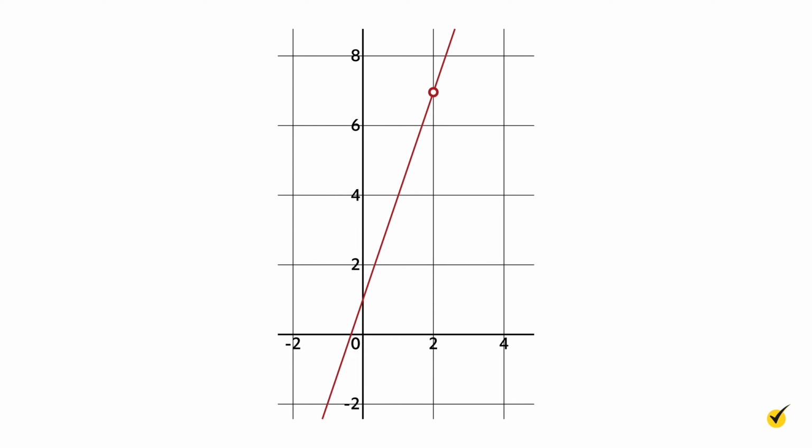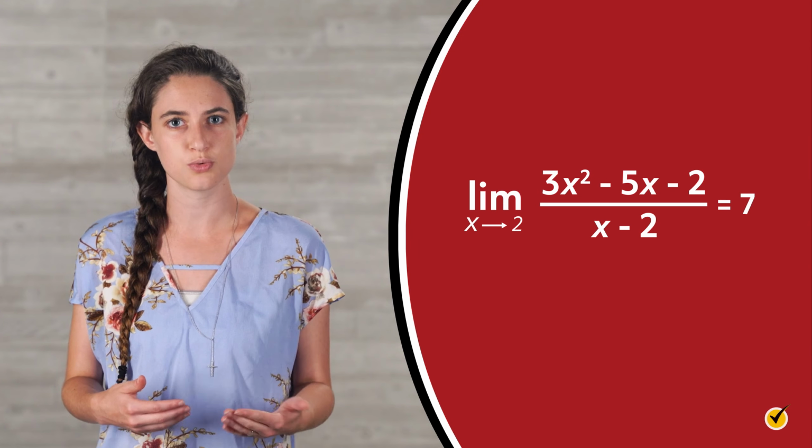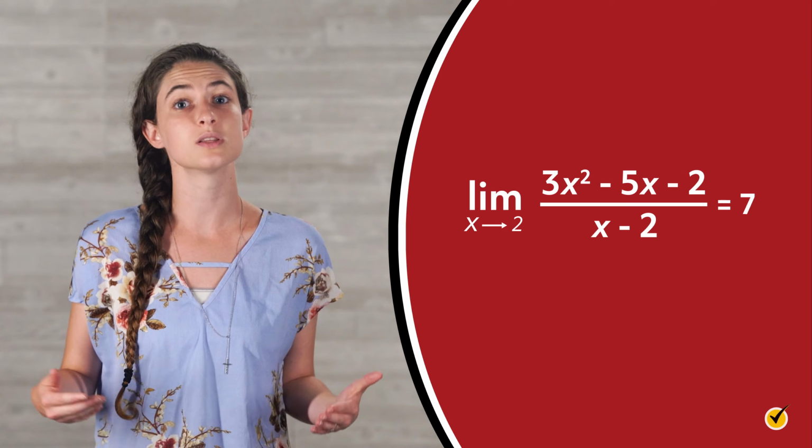It may be tempting to look at this information and say, well, f of 2 must actually be 7. But remember, f of 2 is truly undefined. It doesn't equal anything. By observing these values and noticing this pattern, though, we have determined something of importance, the value of the limit. We can now write it as the limit as x approaches 2 of (3x squared minus 5x minus 2) over (x minus 2) is equal to 7.